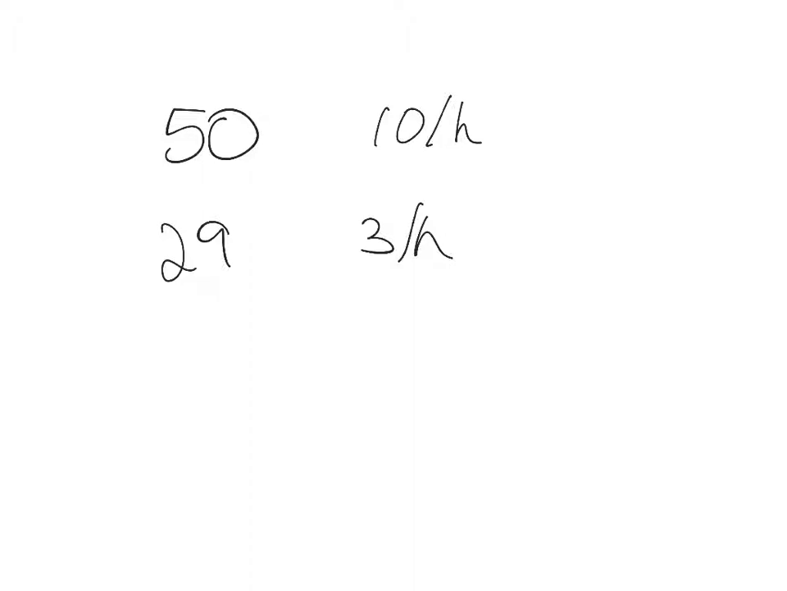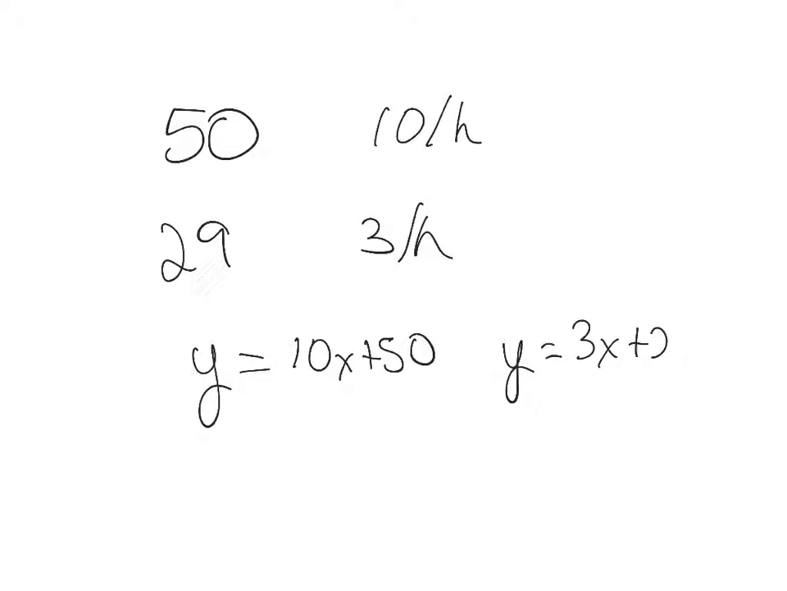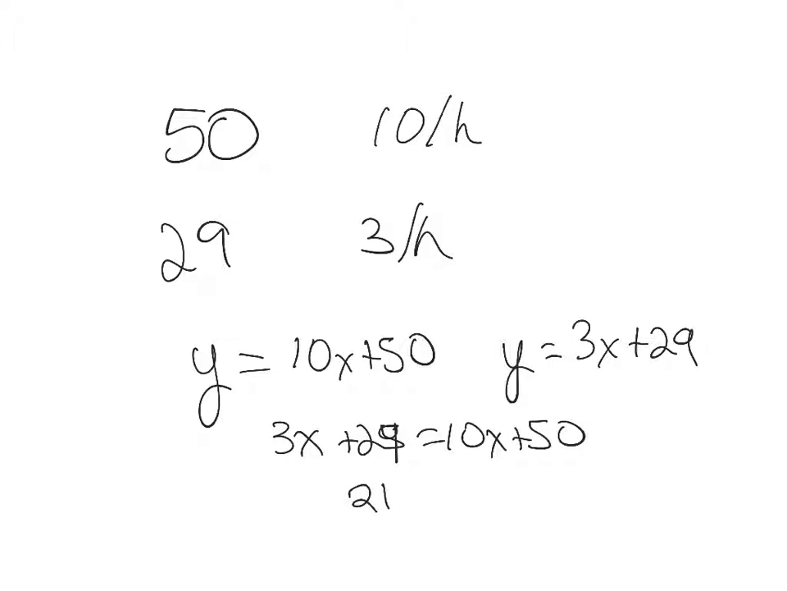So basically, water in the tank, y, is going to be equal to, in one case, 10x plus 50, and in the other case, 3x plus 29. Set those two equal to each other, we get 3x plus 29 equals 10x plus 50. Subtract 3x from both sides, subtract 50 from both sides, and we get negative 21 equals 7x. Divide by 7, x equals negative 3.